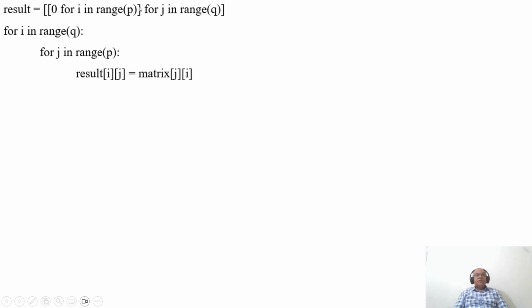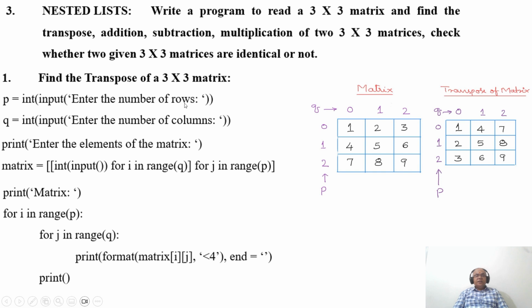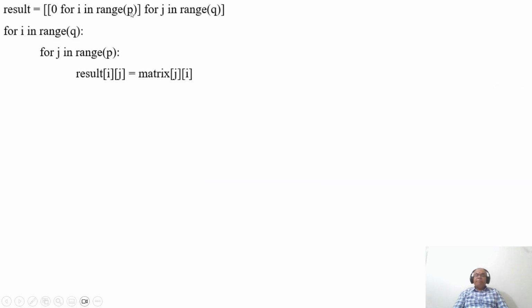So always in the list comprehension, the column will be considered first. In this case also you can see the column is considered first. Q is the column, so the column is considered first. So naturally here the column is what? P. So P, and then j in range Q. So it repeats the same thing again.